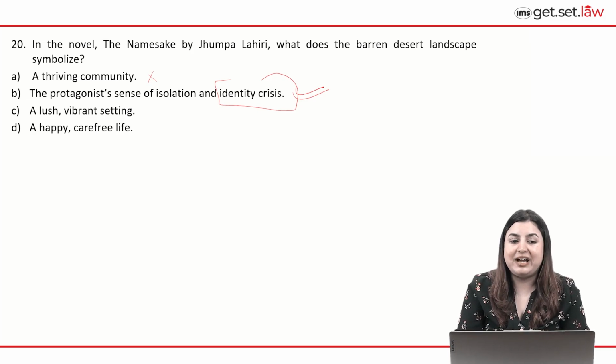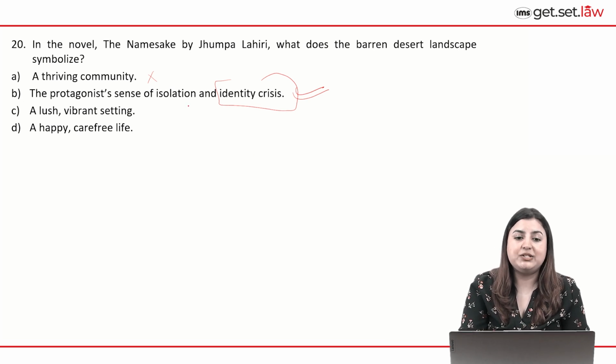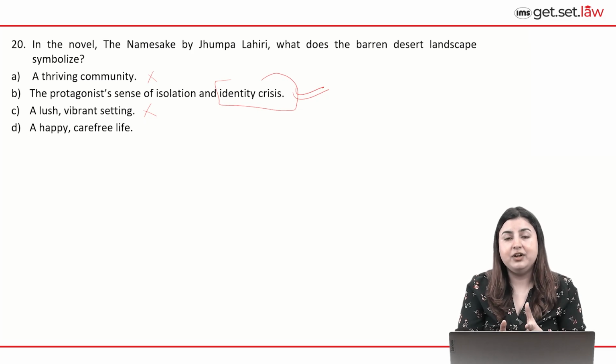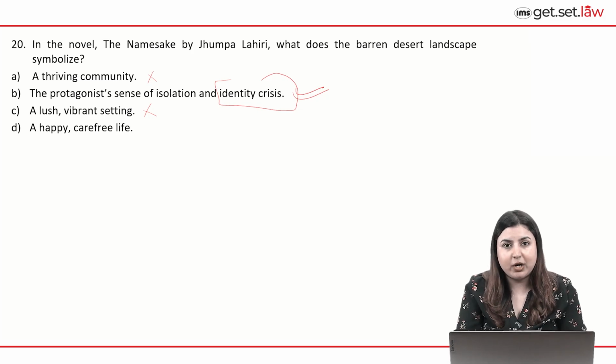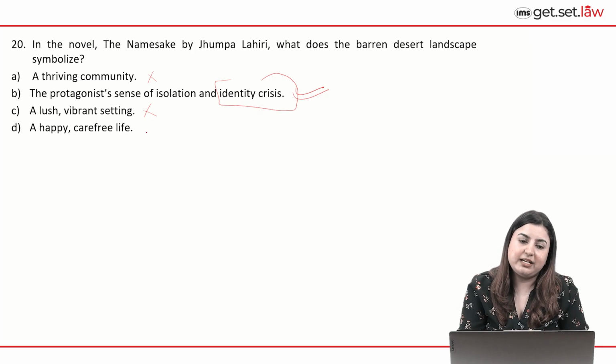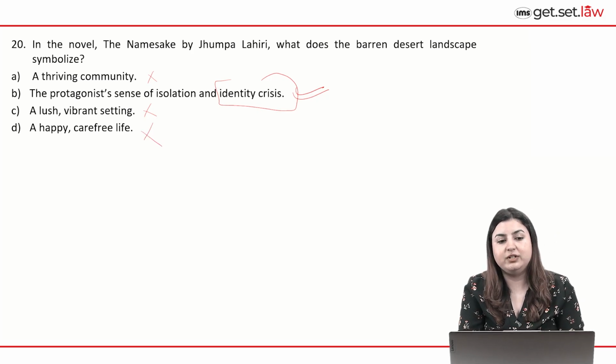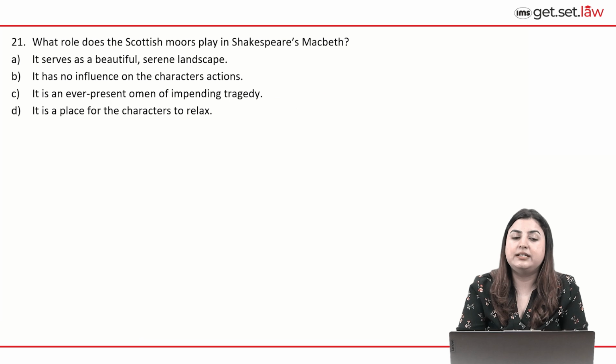C says a lush, vibrant setting. This is given in The God of Small Things, authored by Arundhati Roy. So it has no relation to The Namesake. So it's incorrect. D, a happy, carefree life. Of course not, note how the protagonist has been very worried and stressed out given his inner turmoil and given the identity crisis, right, that stems from the newness or novelty of his new setting. So this again runs contrary to the idea mentioned. So D is incorrect. Correct option here for this question will be option B. Look at the next question.